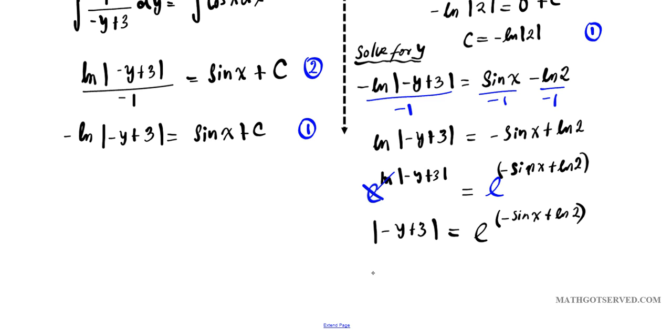So on the left side we have plus or minus negative y plus 3, and then on the right side we have, now you're adding exponents. What do you do with the bases of an exponent in order for you to add the powers? You add the powers anytime you're multiplying. So let's express this exponent as a product of the two exponents that results in this expression right here. Since we're adding, it is simply e to the negative sine x times e to the ln 2.